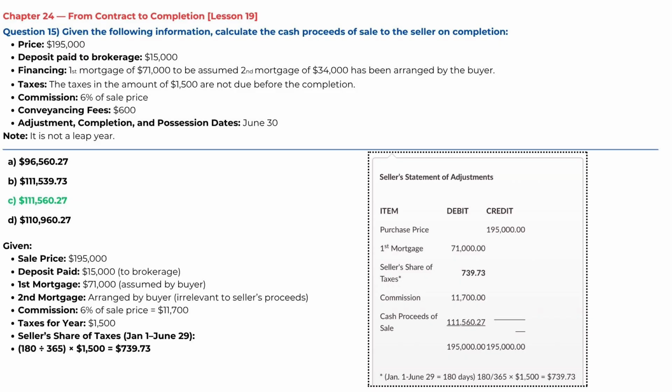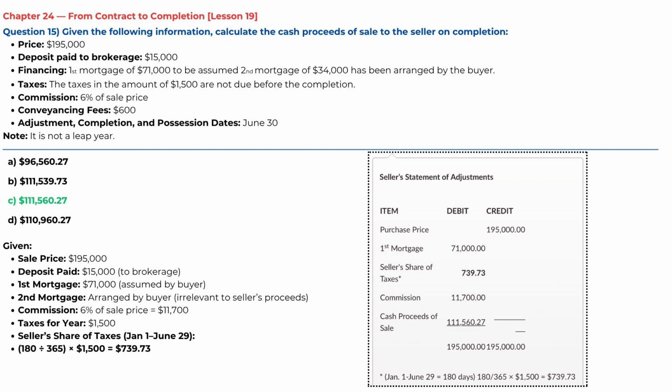Given, sale price, $195,000. Deposit paid, $15,000 to brokerage. First mortgage, $71,000 assumed by buyer. Second mortgage, arranged by buyer, irrelevant to seller's proceeds. Commission, 6% of sale price, which equals $11,700. Taxes for year, $1,500. Seller's share of taxes, January 1st to June 29th. 180 divided by 365 times $1,500 equals $739.73.